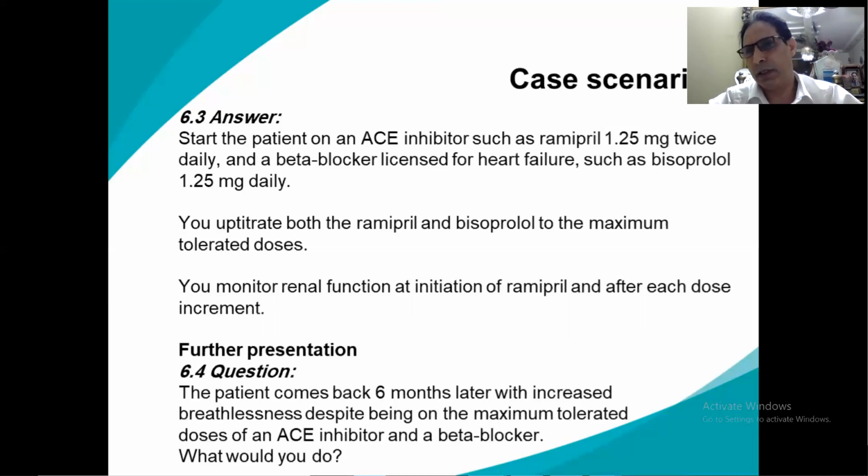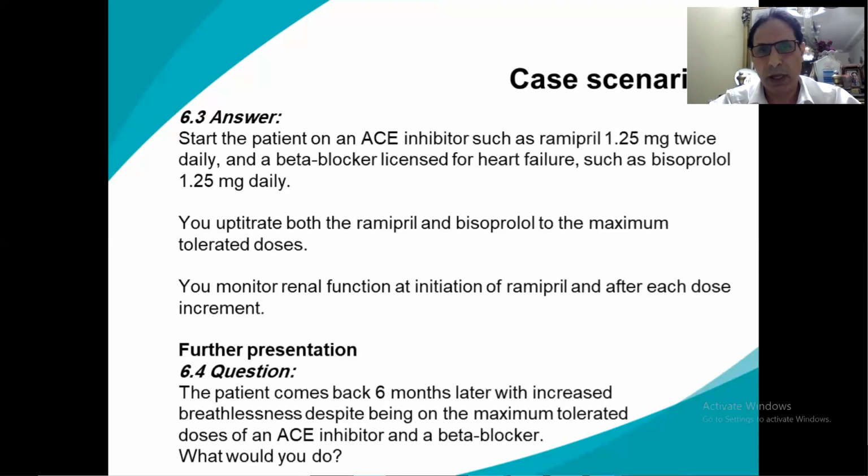Also should add a lipid-lowering agent, statin group, to reduce the progression of atherosclerosis and reduce the risk of development of more complications in such cases. The patient comes back 6 months later with increased dyspnea despite maximum tolerated dose of ACE inhibitor and beta blocker.